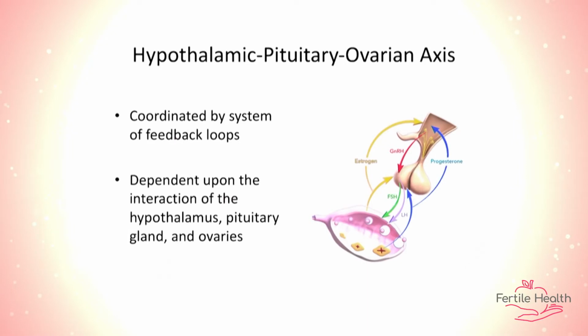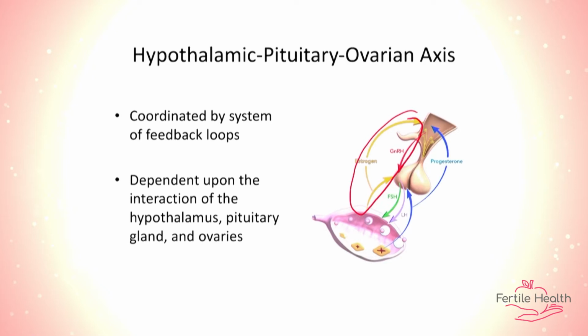So let's start with Part 1, the HPO axis. As discussed, it's coordinated by a system of feedback loops. So as one level increases, here I'll show you as estrogen increases, another one will decrease or get cut off. And you'll see that when we talk specifically about each different hormone.